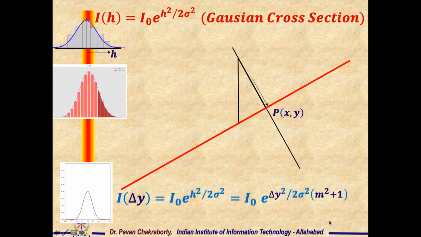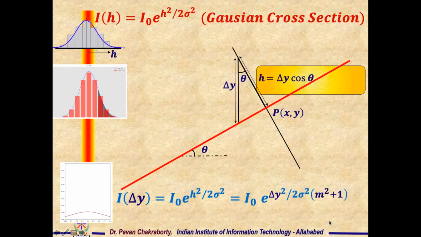So if I have this point P of x, the distance is h, and the other distance is delta y. Now, if my angle of the slope is theta, then this is also my theta value, and therefore I can say h is equal to delta y cos theta. So I can determine h as a function of theta and delta y. So knowing delta y, I can easily find out what h is, knowing theta.